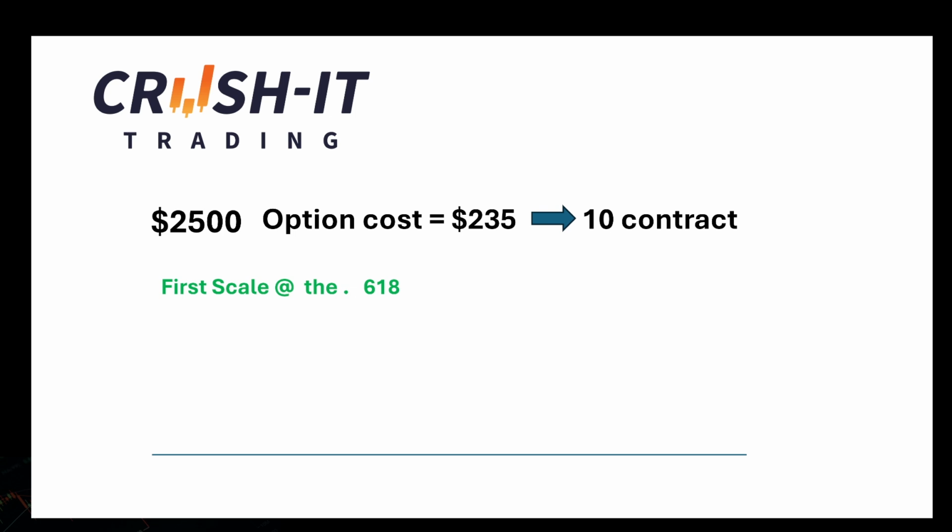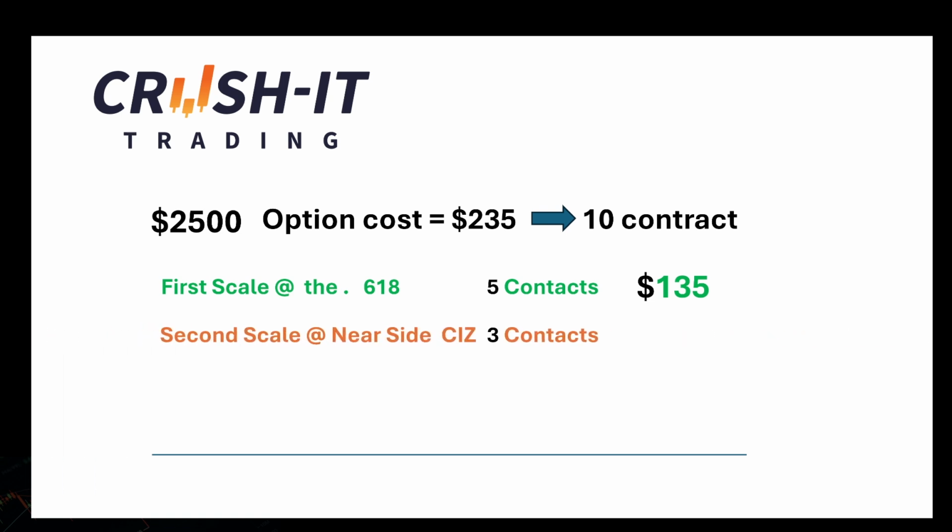Your first scale is always going to be at the 0.618, and we're going to scale 5 contracts. You're going to scale half of them, okay? And you're going to make $135 on this particular trade today that I took on Tesla. This is all based on today's trade, if you had taken 10 contracts. Now, your second scale is going to be at that near side of the Crush It zone we talked about, and you're going to scale another 3 contracts, and you're going to get $210 for that win.